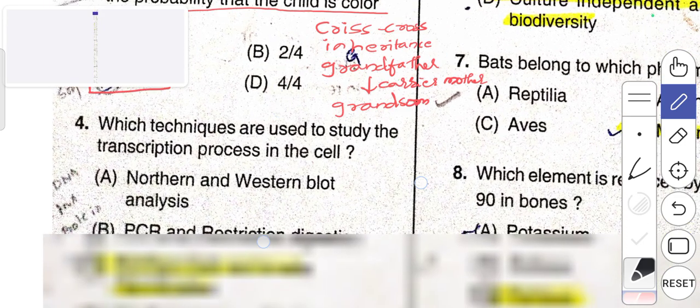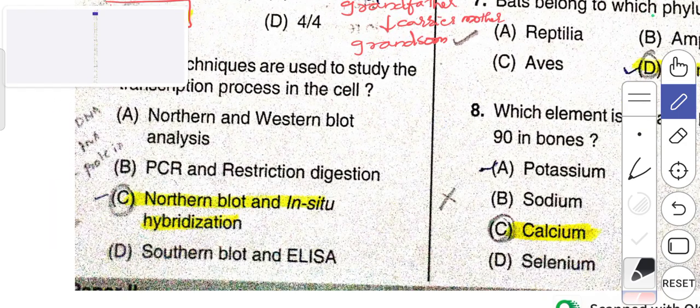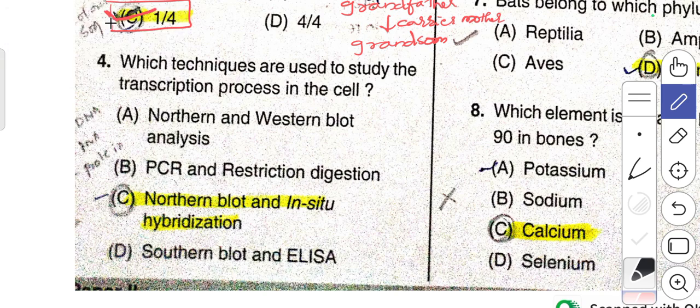Read out the next question. Which techniques are used to study the transcription process in the cell? In order to understand the transcription process, we need to study techniques like northern blotting and in situ hybridization. Through this process, we can study the transcription process. C is the right answer for this question.